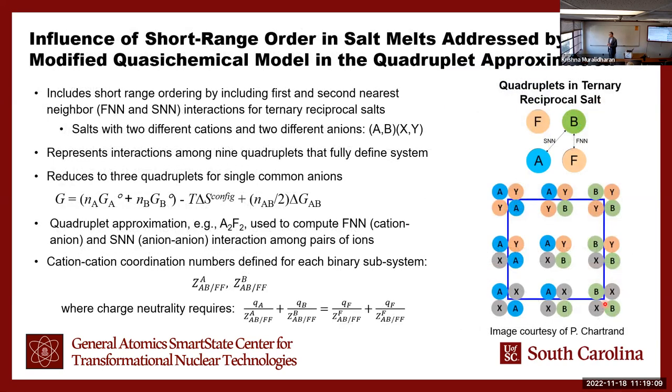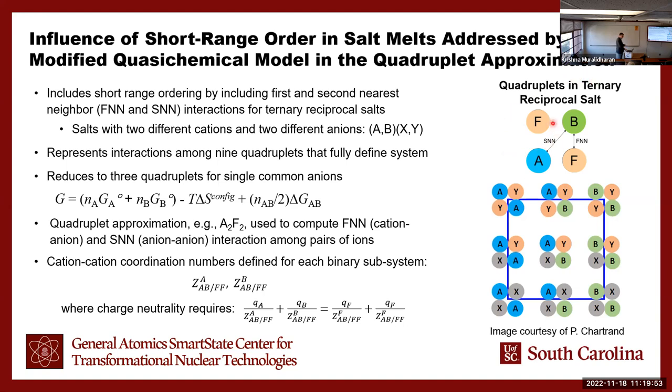Modeling molten salt is challenging. If you're going to do it from a first principles point of view, you're doing things like ab initio molecular dynamics, extremely computationally expensive, and you're not too sure all the time whether you got it right. On the other hand, very simple solution models, ideal solution, regular solutions, don't capture the short range order you see in molten salts, where you have different coordinations depending on temperature and composition. And so we're using the modified quasi-chemical model in the quadruplet approximation, which is a good compromise.